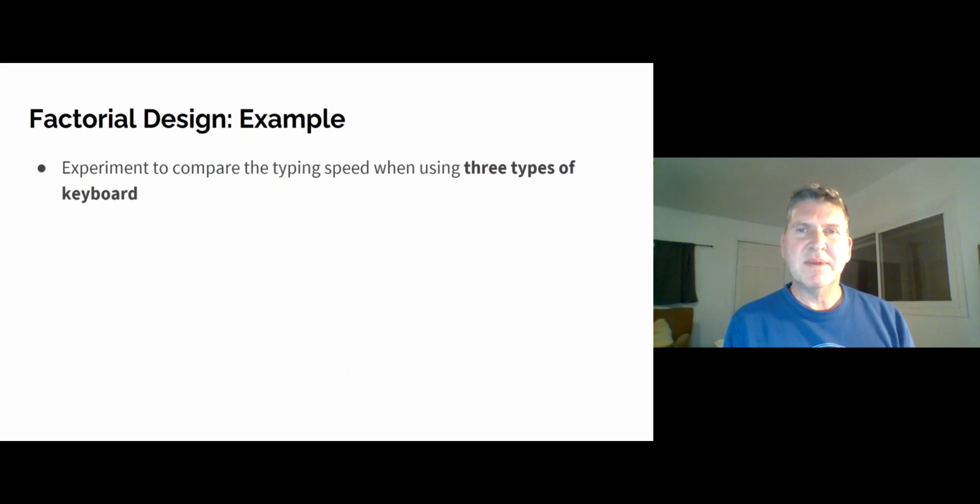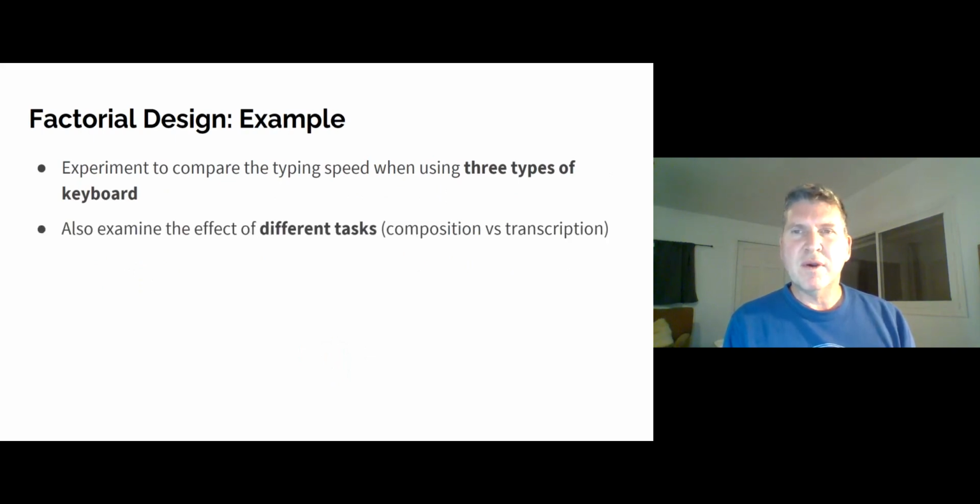Here's an example. So we had the 3 different types of keyboard. If you remember, we had the Dvorak, the QWERTY, and the alphabetically ordered keyboards. And also we want to evaluate the effect of different tasks. We could have one where we're doing composition and another one where we're doing transcription.